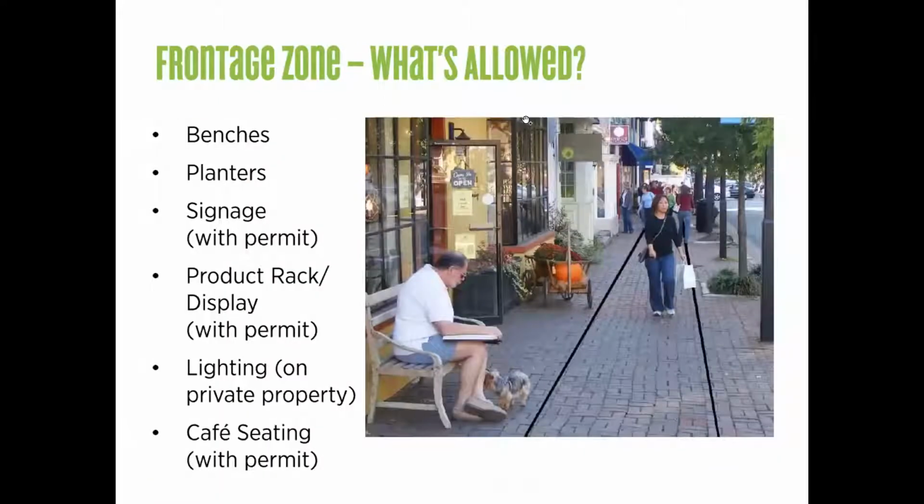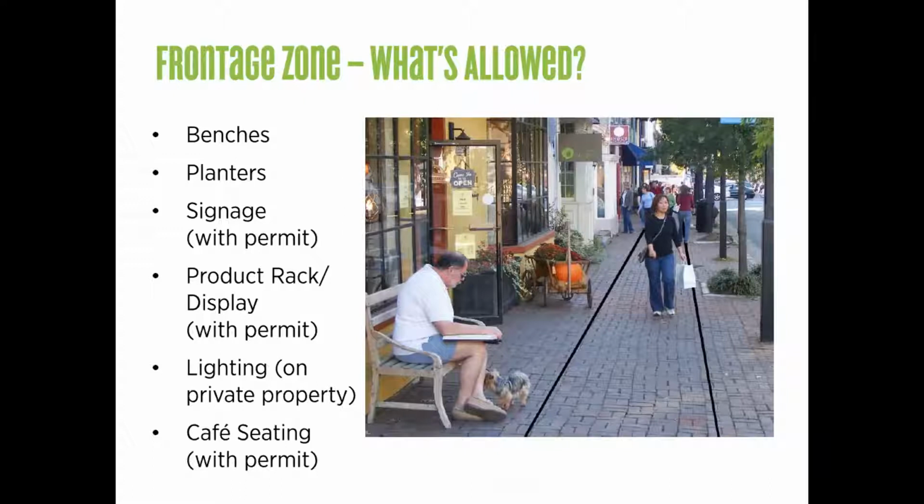So what's allowed in the frontage zone? This is a good example. This image shows the frontage zone here allows for this door to open without obstructing the path of the pedestrians. They also have a bench there to allow pedestrians and customers to sit down, relax, and also some seasonal decorations. So you'll see there's a wagon with some pumpkins on it to really make the space as inviting as possible.